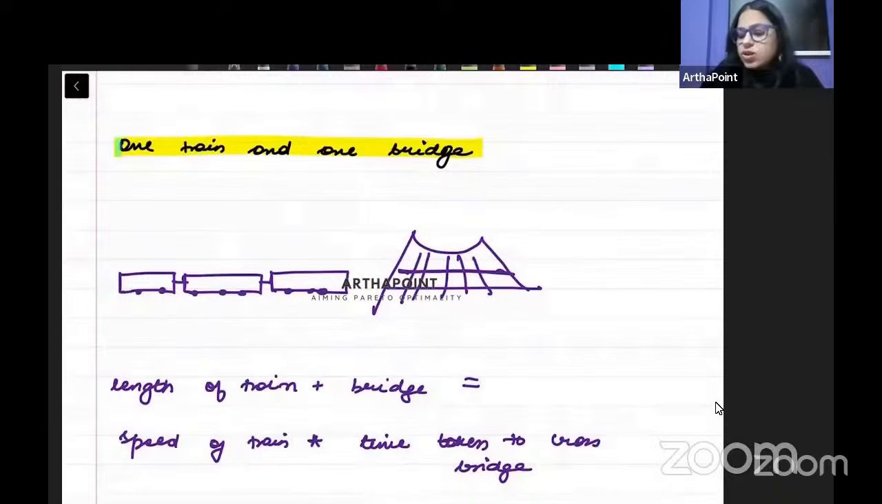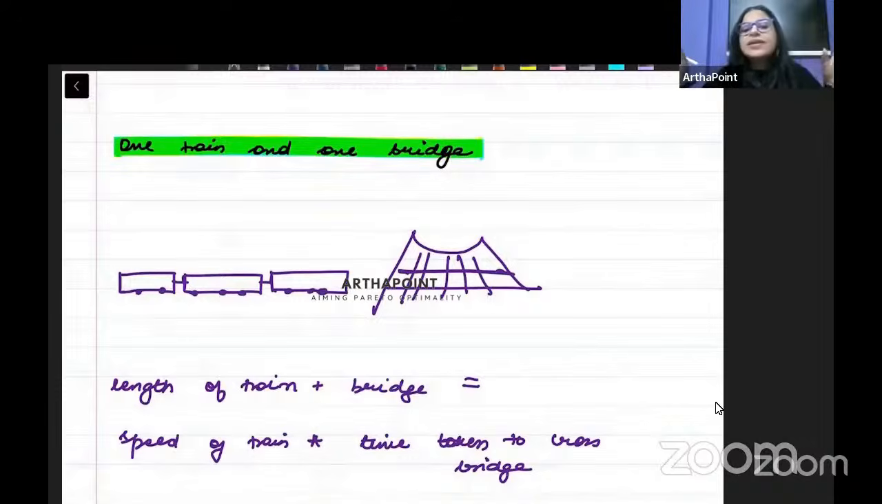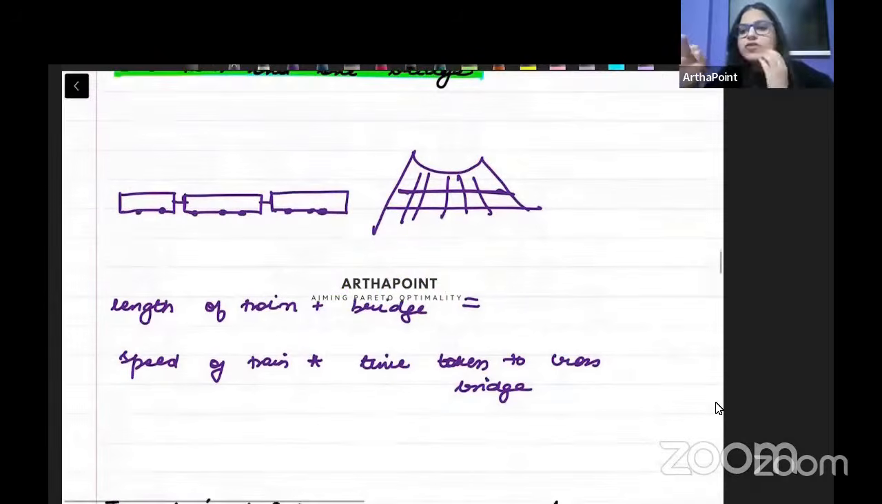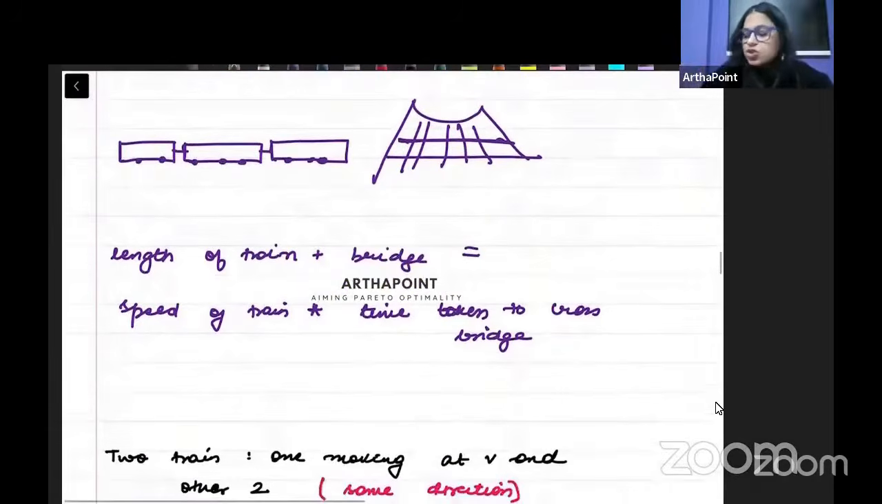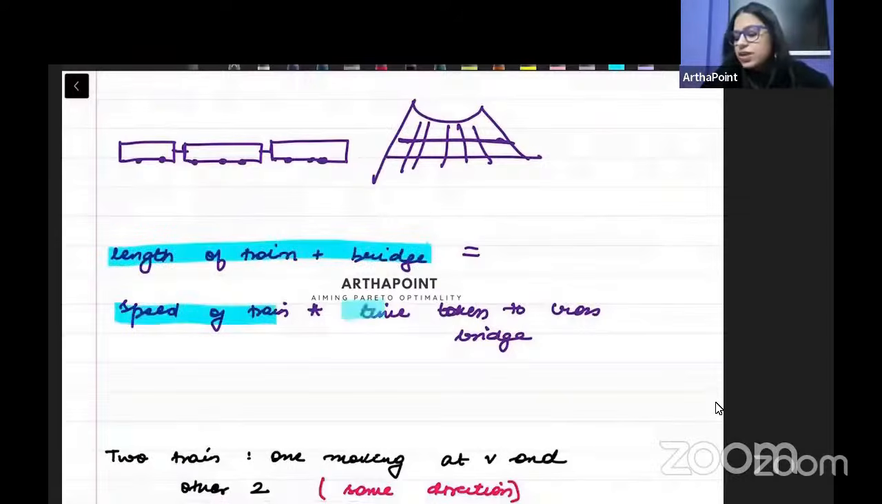Similarly, suppose you are given one train and one bridge, and they ask you to find the combined length of the train and the bridge. There is a big bridge, not a pole. The train is crossing the bridge, and you have to find the length of the train plus the bridge. So the length of the train and bridge together is the speed of the train into the time taken to cross the entire bridge.